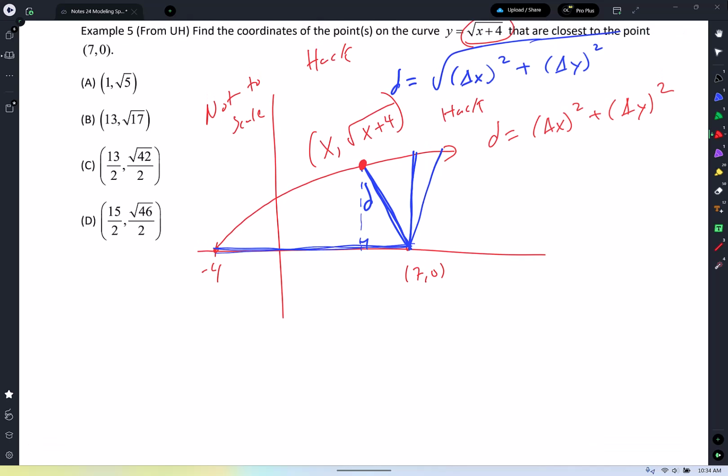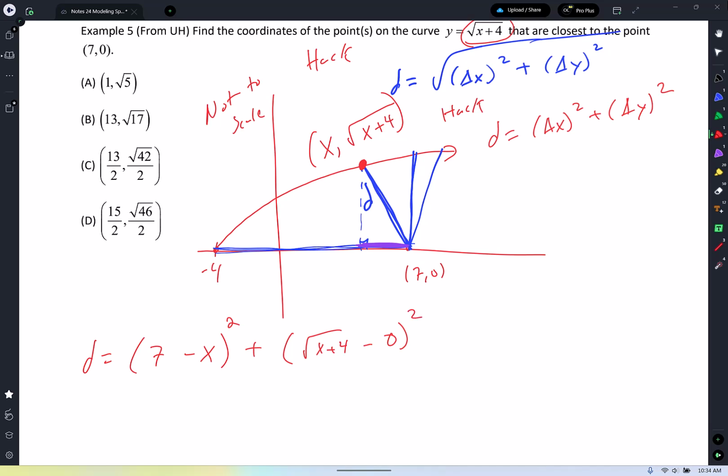All I'm going to do is use that. So I'm going to go D equals parentheses. It says a change in x, so I'm going to write 7 minus x, because I'm looking for this horizontal displacement right here of this triangle, because I'm trying to find the distance. Now I want the vertical displacement, and I'm going to put a square on it, plus the difference in y. So the square root of x plus 4 minus 0.